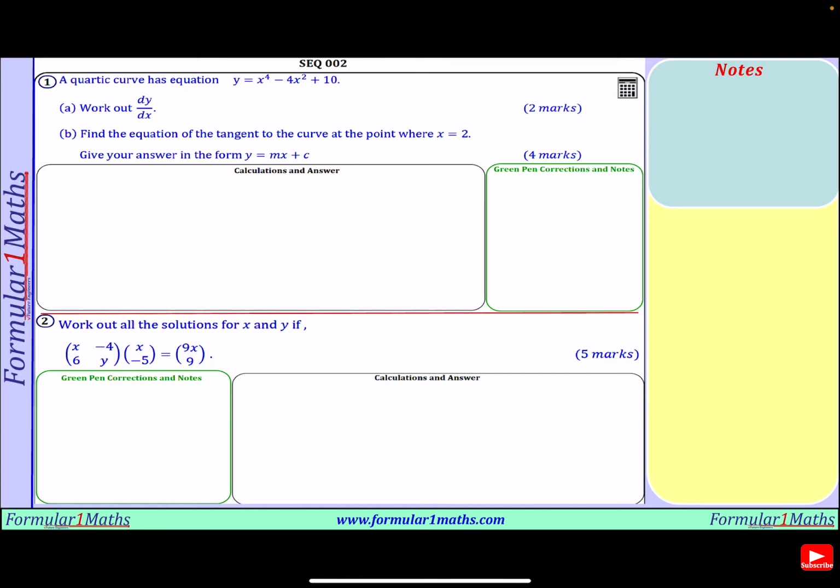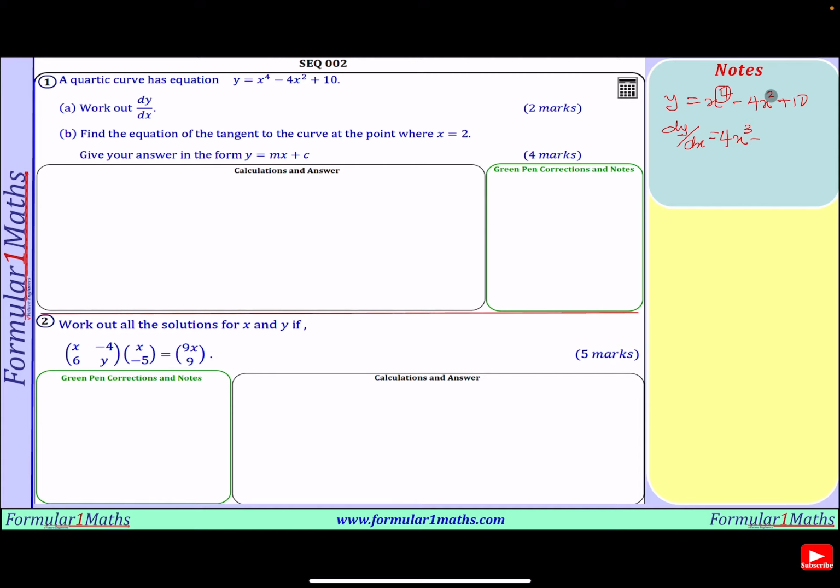So for A, y is equal to x to the power 4 minus 4x squared plus 10. So dy dx will be equal to this 4 comes down to multiply, you get 4x, and then we raise the x to the power 4 minus 1, that's 3. So the next one will be minus 4 times 2.